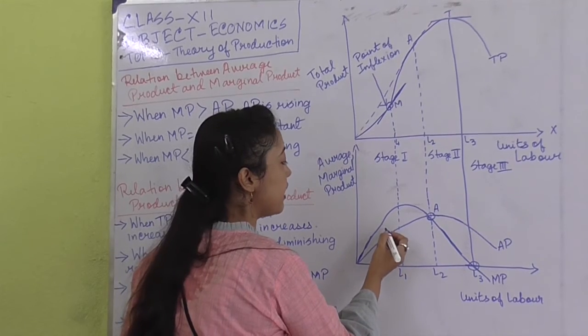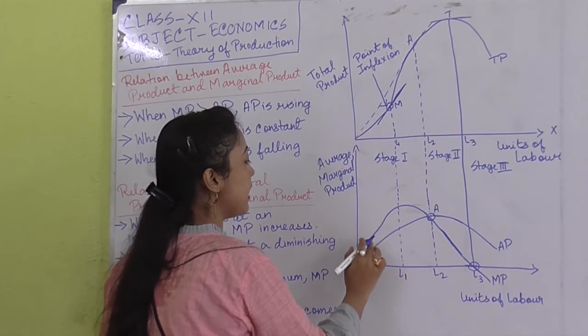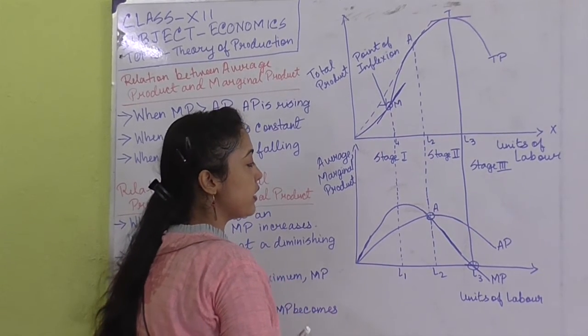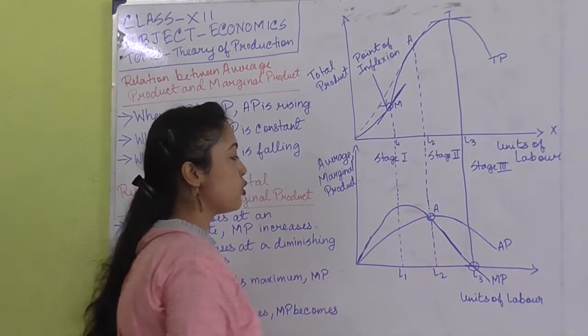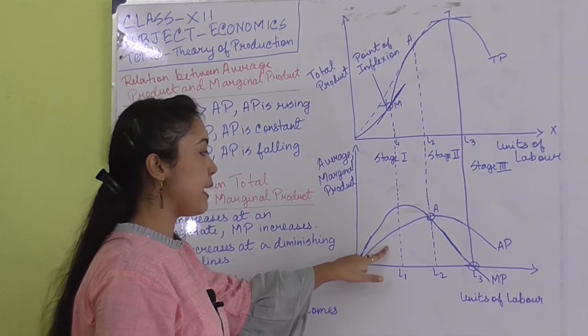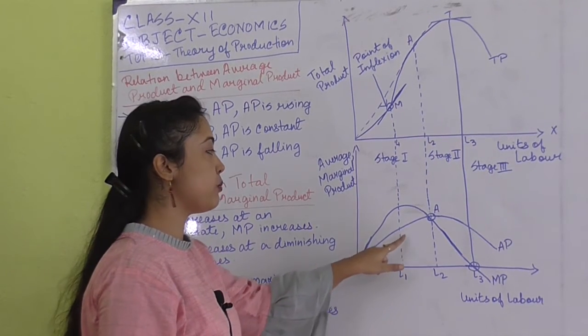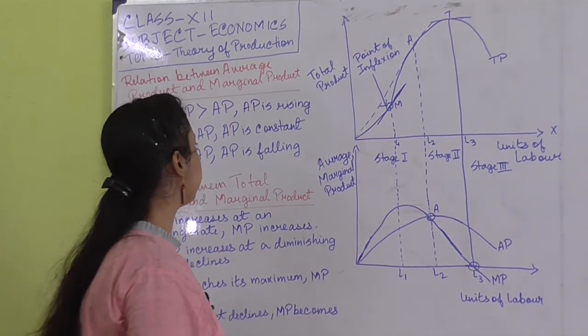So here marginal product is greater than the average product. So in this case you can see that the average curve, that is AP curve, is rising. So when MP is greater than AP, at that time we can say that the AP is rising, that is the average product curve is positively sloped, it is upward sloping.